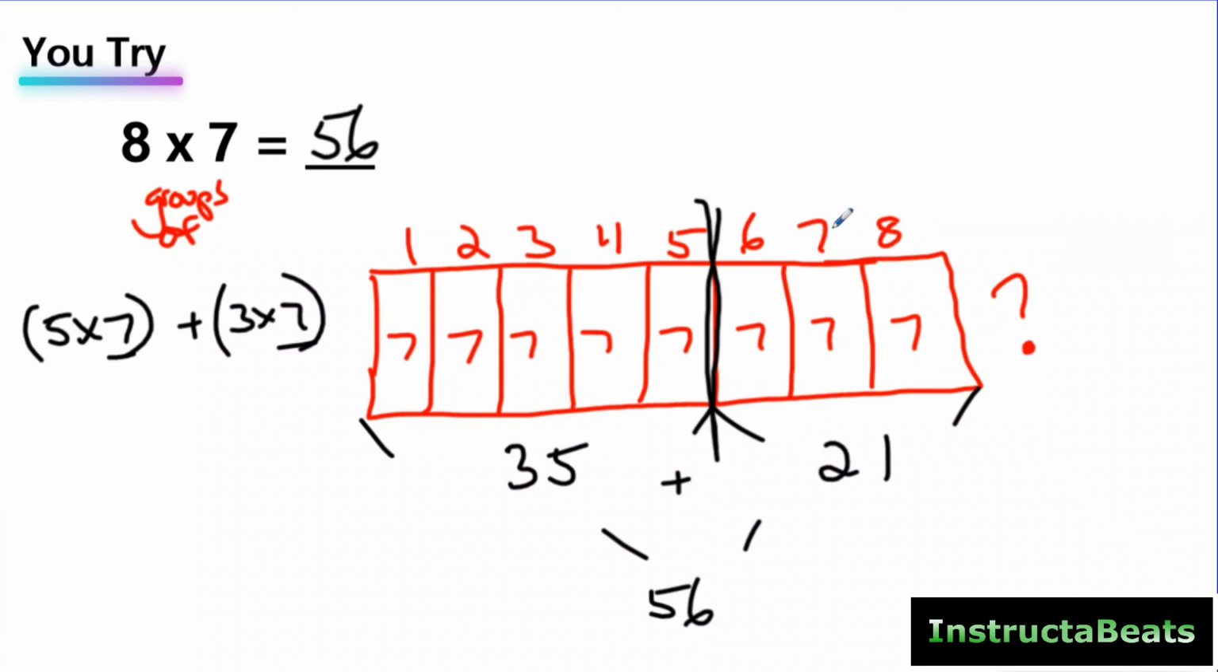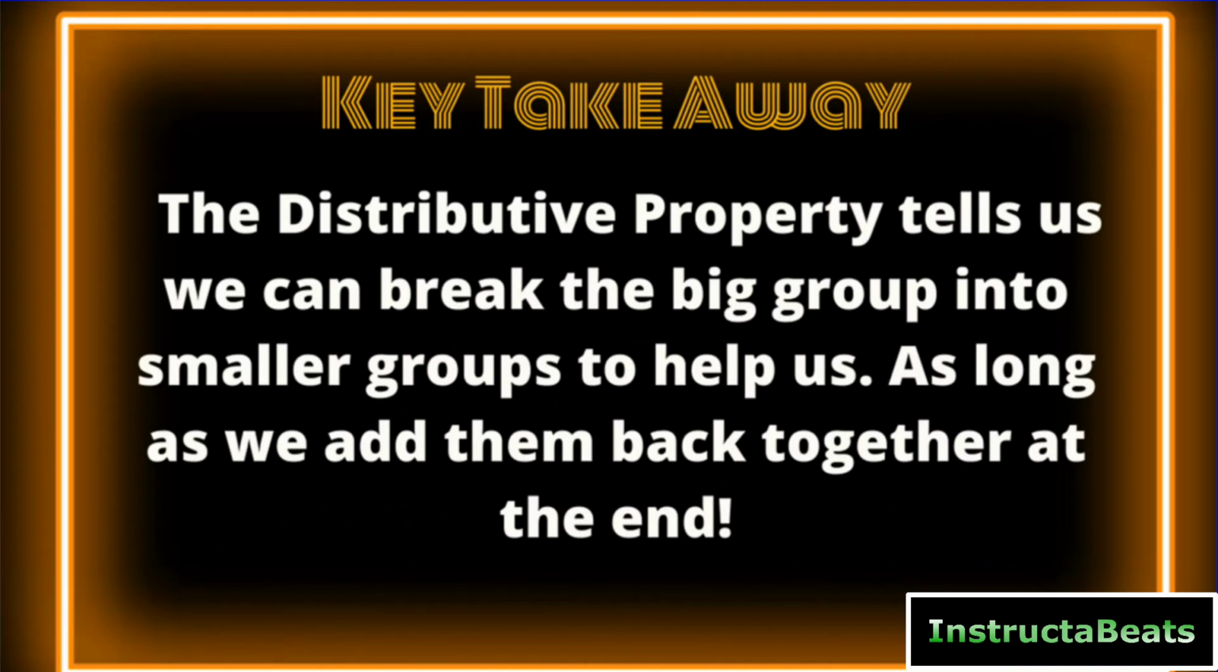So that's just a quick introduction into the distributive property and how we can use that to solve our visual models when we draw them out to help us with word problems or whatever you're using them for. The key thing to take away again is that the distributive property tells us we can break the big group, right, or the whole model into smaller equal groups to help us. I forgot the word equal there, so go ahead and write that in your notes right there. It has to be smaller equal groups right there, as long as we add them back together at the end, because again, when we're multiplying, we're trying to find the total.